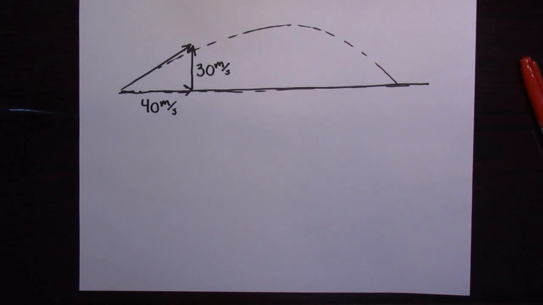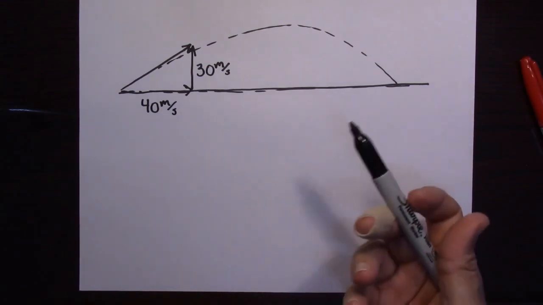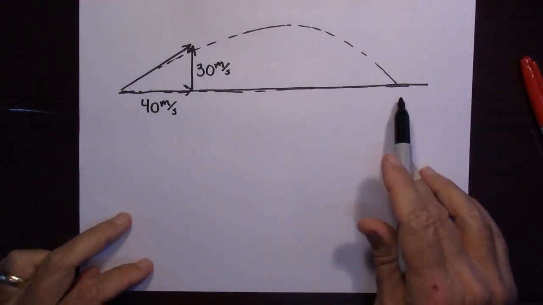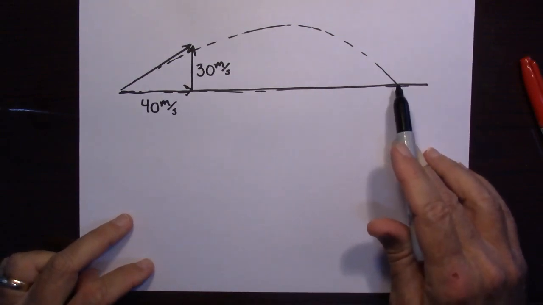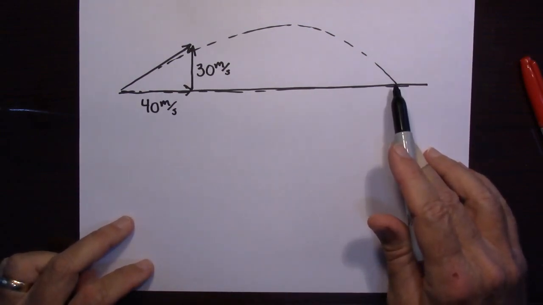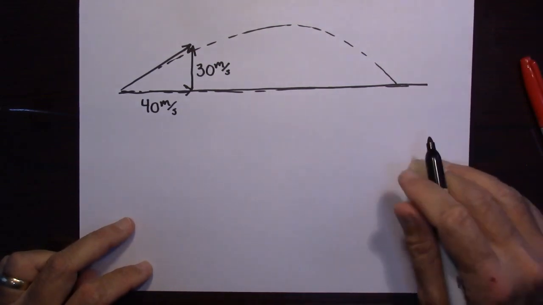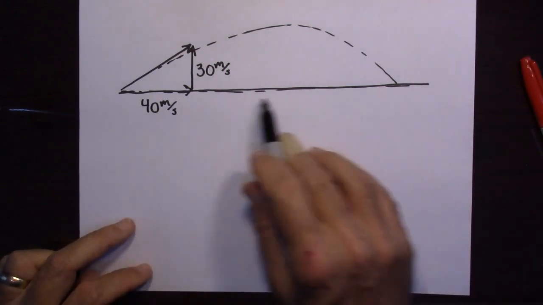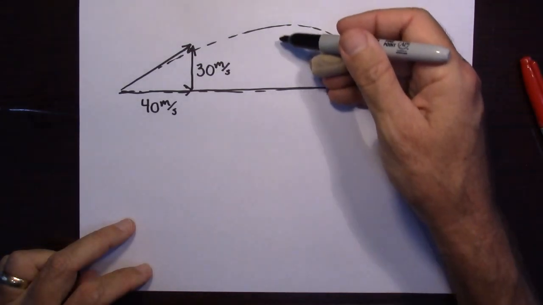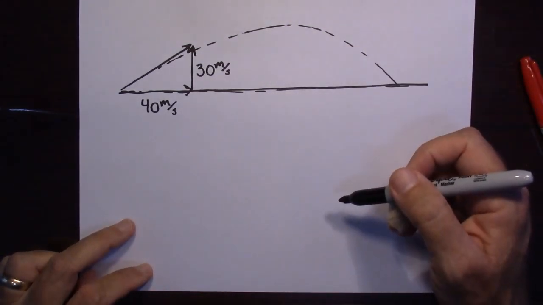With this, I can easily find out how far downrange it's going to hit if it lands at the same surface that it was fired at, say like a soccer ball that's kicked and then goes downfield. So I can easily find the range, and I can also find the maximum height that it's going to reach.